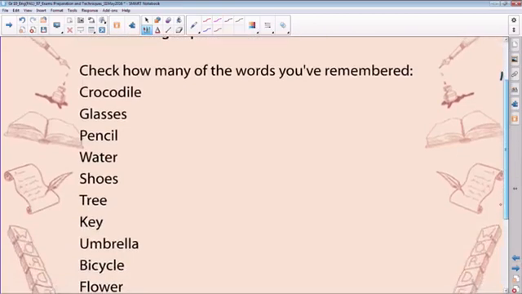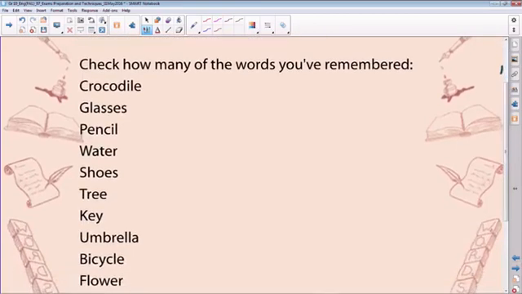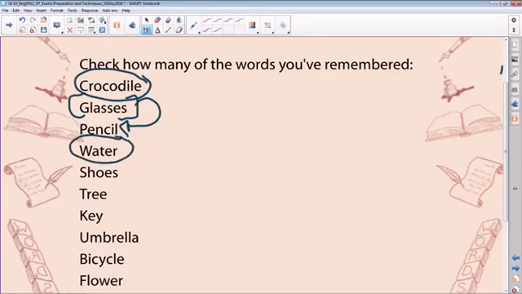So I might say, in my bedroom, on my bed, I have a crocodile. And then I can remember the word crocodile. The crocodile is facing that direction of the glasses. Without my glasses, I'm not going to be able to write, which I need a pencil for doing. When I'm writing, I get thirsty, and in that way, I need to go and get myself some water.